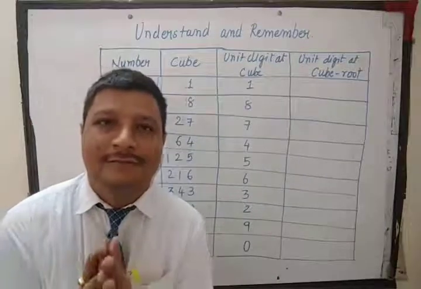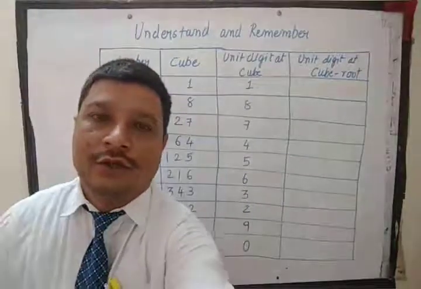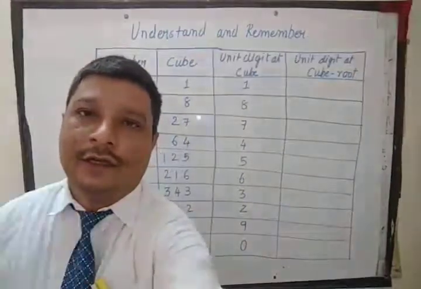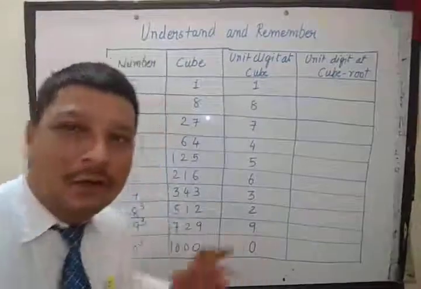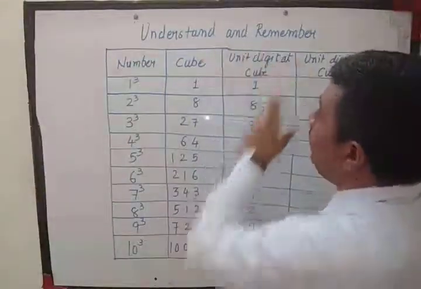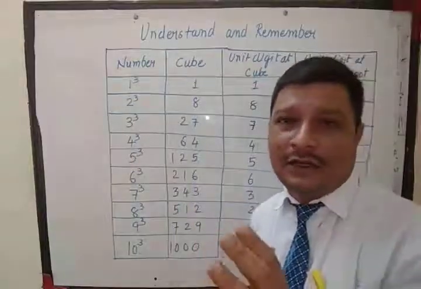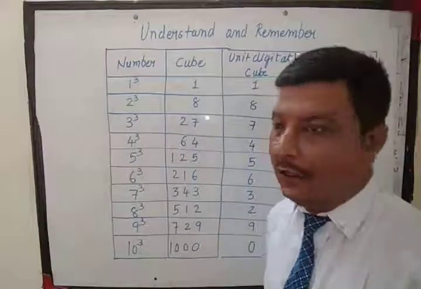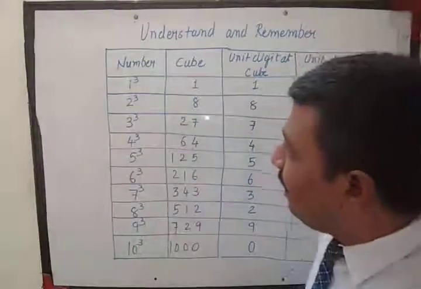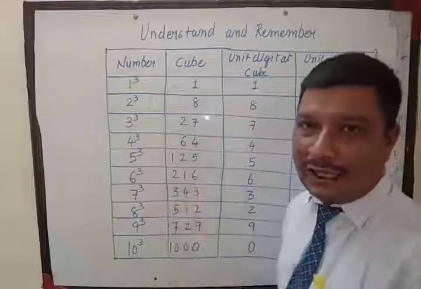Now, here we are going to discuss something which we left in the last lecture. So, continuing from that. Understanding and remembering from the table what we have learned for the natural numbers 1 to 10, the first 10 natural numbers. So, we have found the cubes of those. This we have learned in the previous lecture.